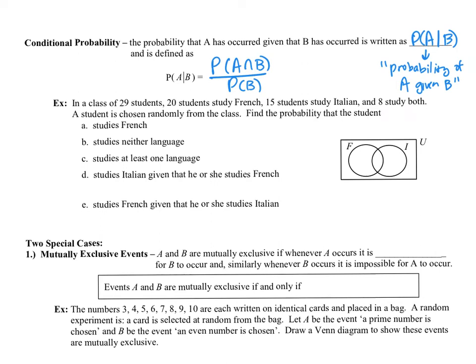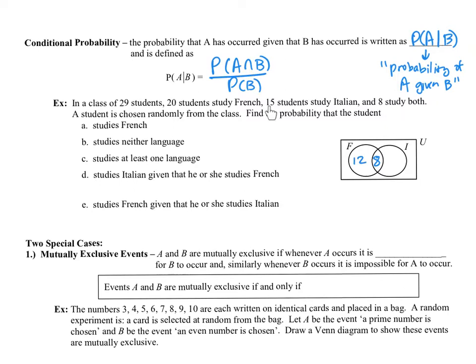Okay, so let's start with the fact that there's 8 students that study both French and Italian. So let's put 8 in the intersection. Now, if there are 20 students that study French, this French circle, remember 8 of those have already been counted, and if there's 20 total, that means that there are 12 students that study French only, okay?